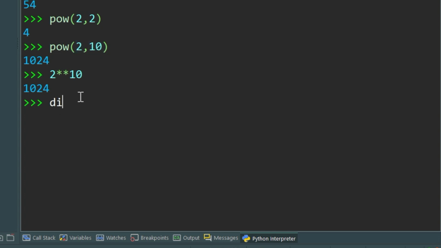We also have divmod, which takes a dividend and a divisor as the parameters. And the divmod function returns a tuple containing the quotient and the remainder when the dividend is divided by the divisor. So let's take a look at that. Let's say our dividend is 10 and our divisor is 3. We'll hit enter. 3 goes into 10 3 times, remaining 1.